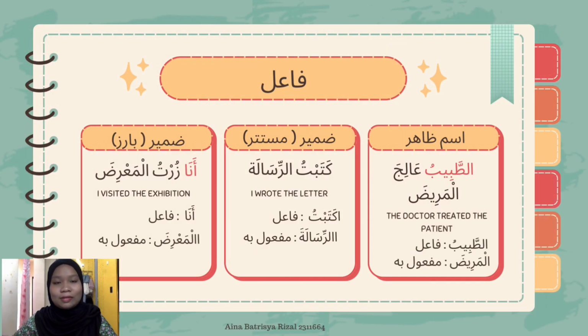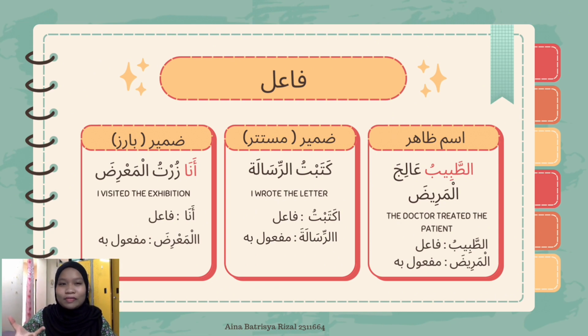We have already talked about fi'al madi, fi'al amar, and also fi'al mudari. So let's talk about fa'il. Fa'il is a doer of an action. There are three types of fa'il, which are isim zahir, dhamir mustatir, and also dhamir bariz. Isim zahir is when the fa'il, the subject, is clearly mentioned in a sentence. For example, at-tabibu alaja al-marid. The doctor treated the patient. At-tabibu is the fa'il, and al-marid is the maf'ulu bihi. We can clearly see that in the sentence, the doctor is the one who treated the patient.